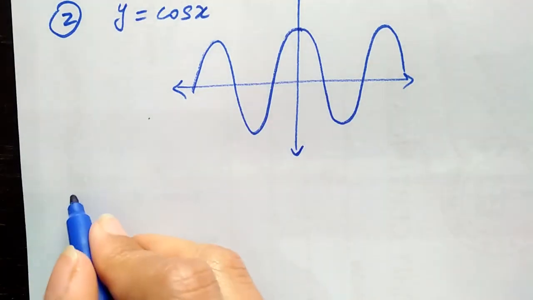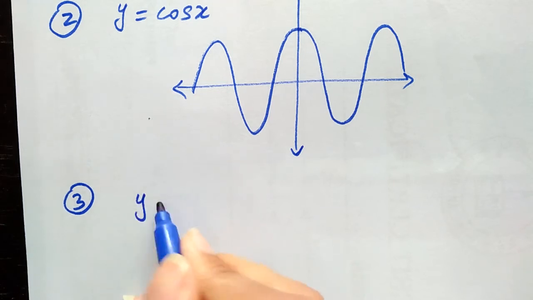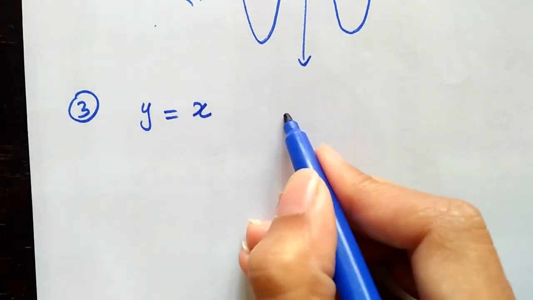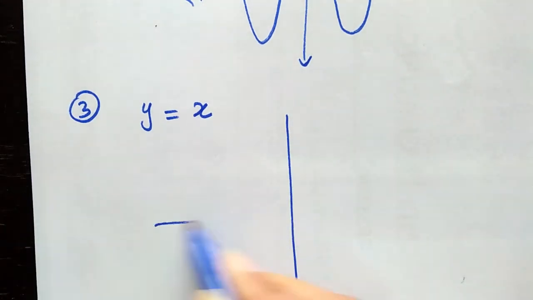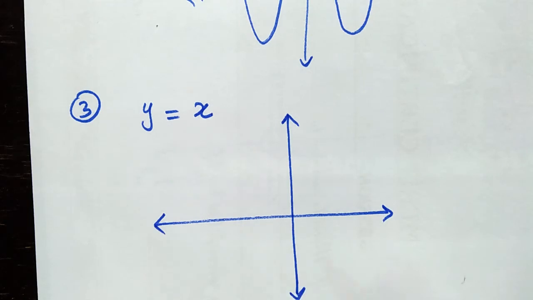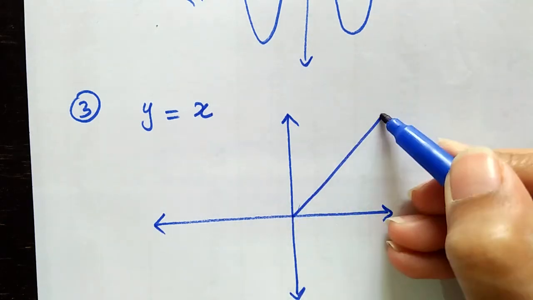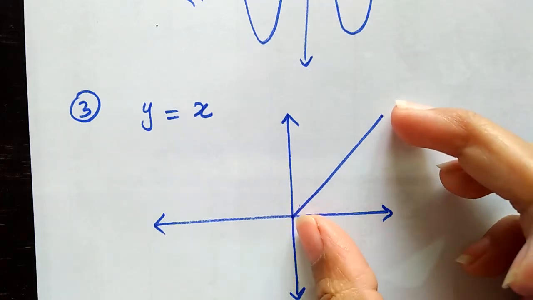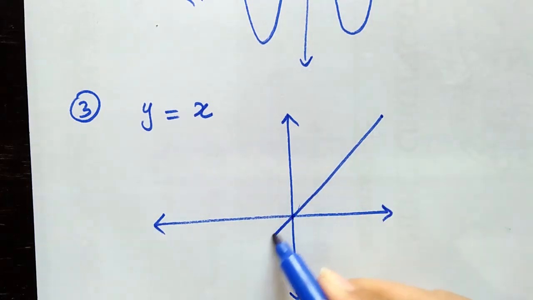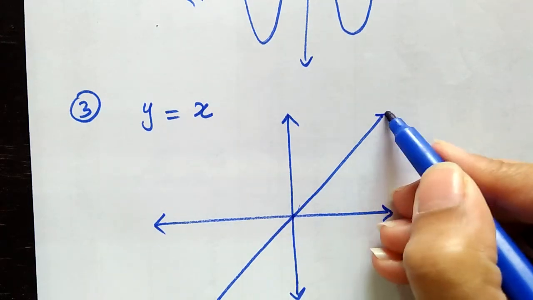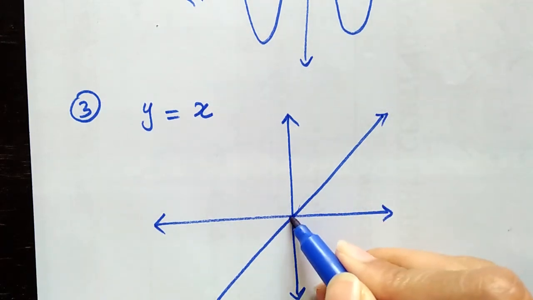Now third example is y equals x. Now y equals x is an odd function, so it will be symmetric about origin. The behavior it is showing here, the same behavior will be shown this side. So it is symmetric about origin.